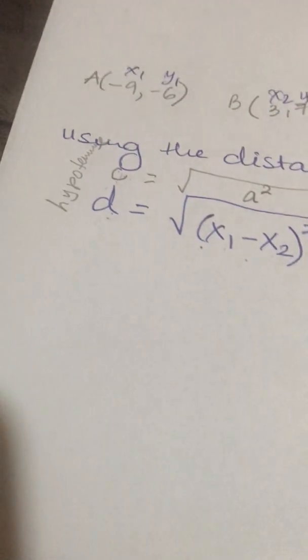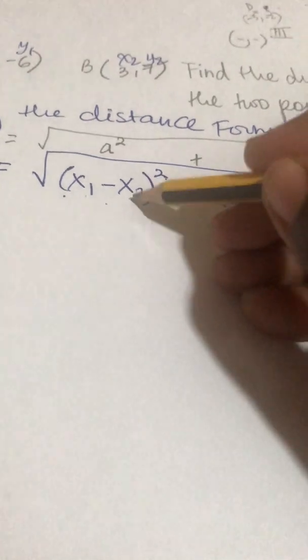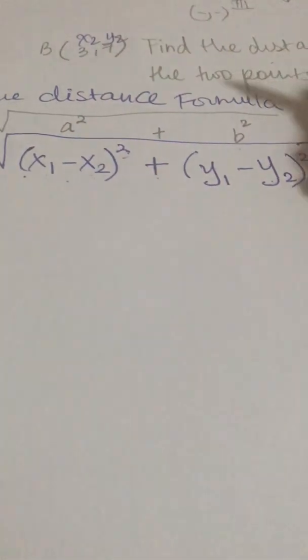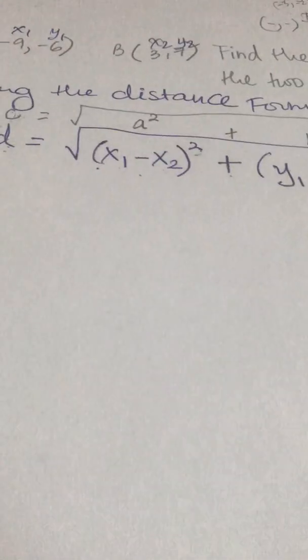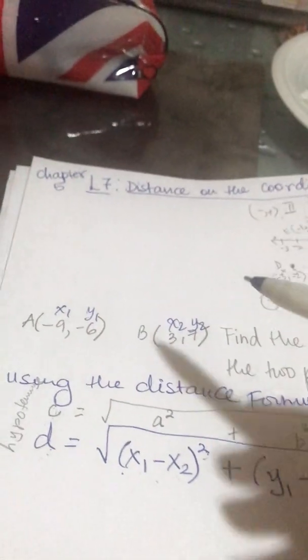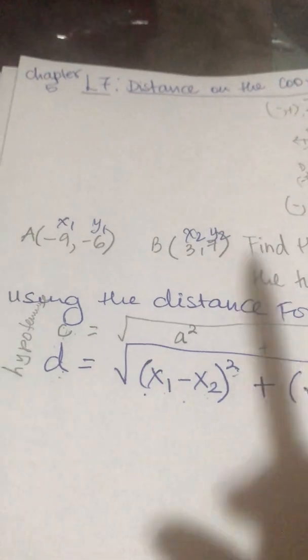Use the formula. Use the vocabulary. These two are called the hypotenuse. So now the hypotenuse has a new name, the distance formula. Here A has a new name, x1 minus x2. Here B has a new name, y1 minus y2. Remember that, okay? So now let's use this to solve.